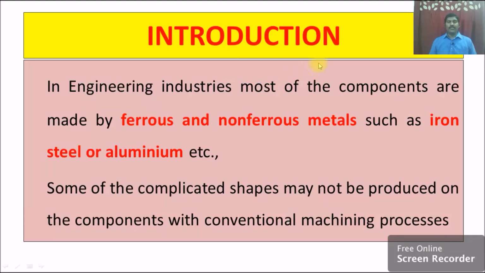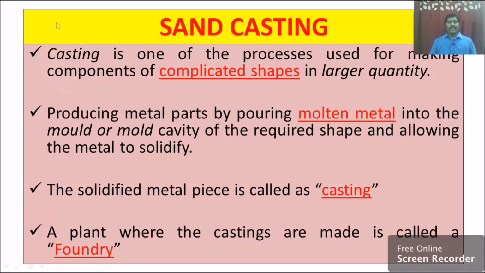Introduction of manufacturing technology. In the engineering industry, most of the components are made of ferrous and non-ferrous metals such as iron, steel or aluminum. Some complicated shapes may not be produced on the component with conventional machining processes. Sand casting: casting is one of the major processes. It is used for making components of complicated shapes in larger quantity.